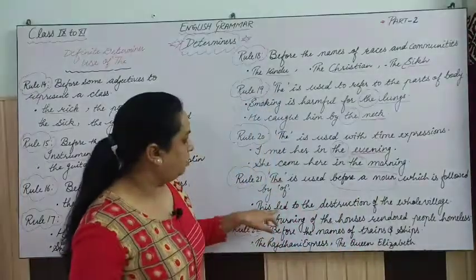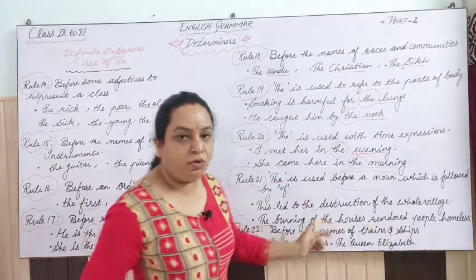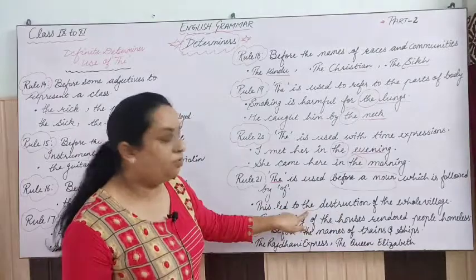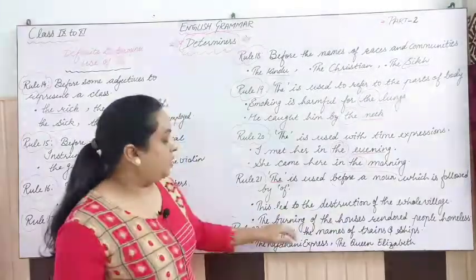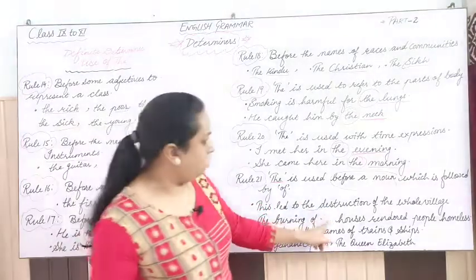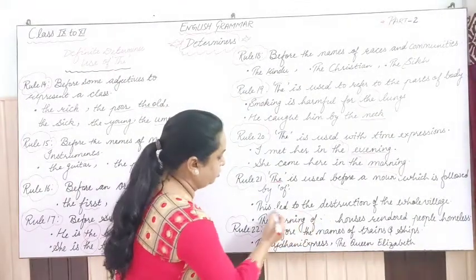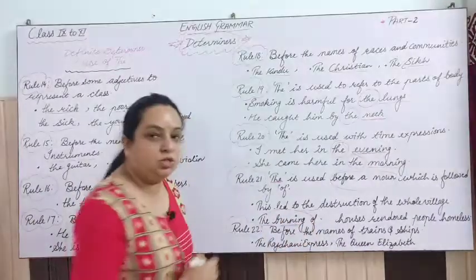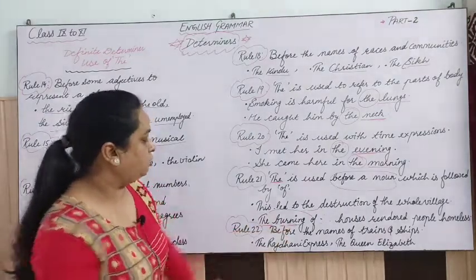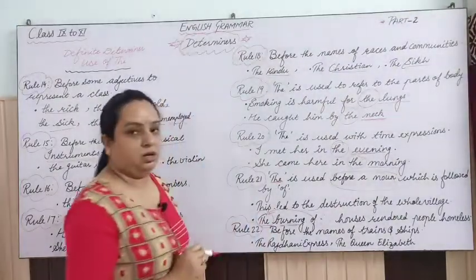So here I am talking about this led to the destruction of. Here it is of, so before that, which noun is there? Destruction, that is an abstract noun. With that, what do we have to use? The. The burning of houses rendered people homeless. So here before of we have to use the. Burning is used as a noun here. It's a participle, no? So the burning of the house, I have used the here.